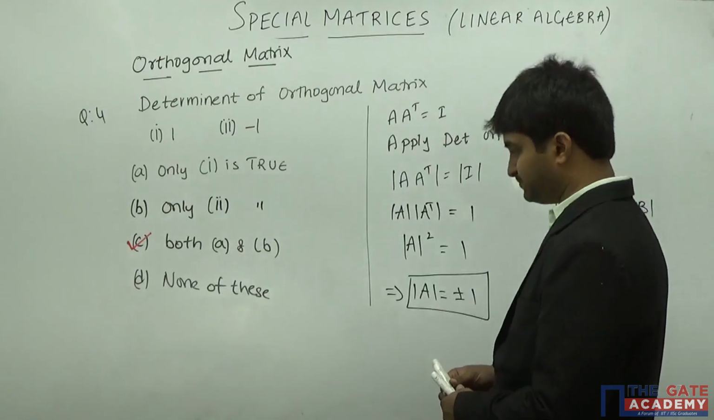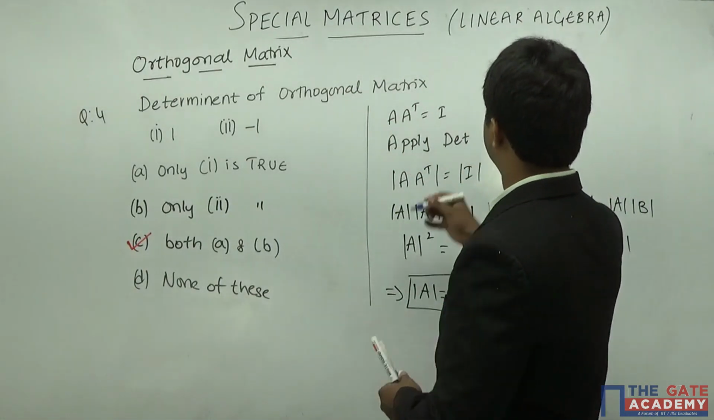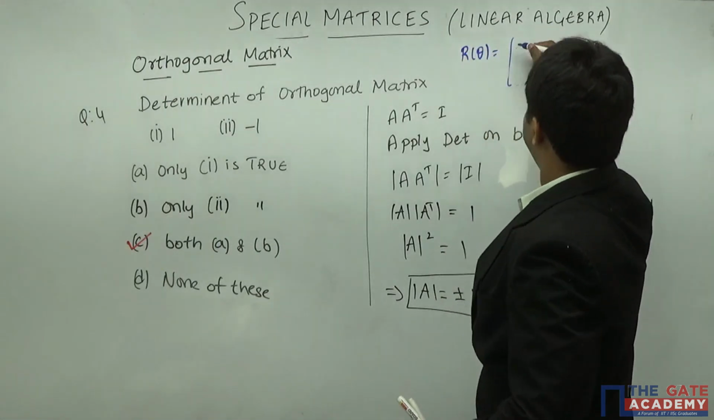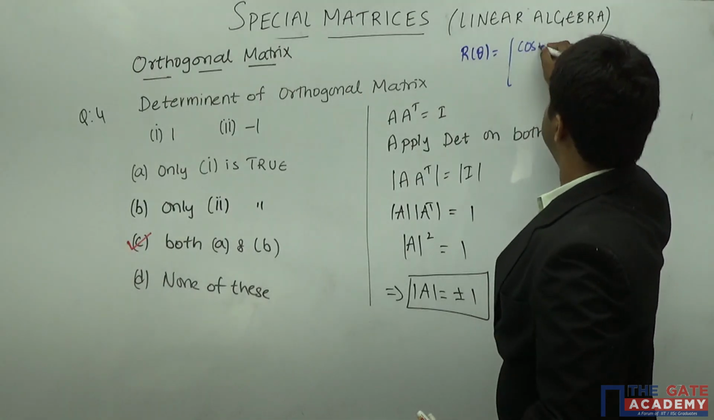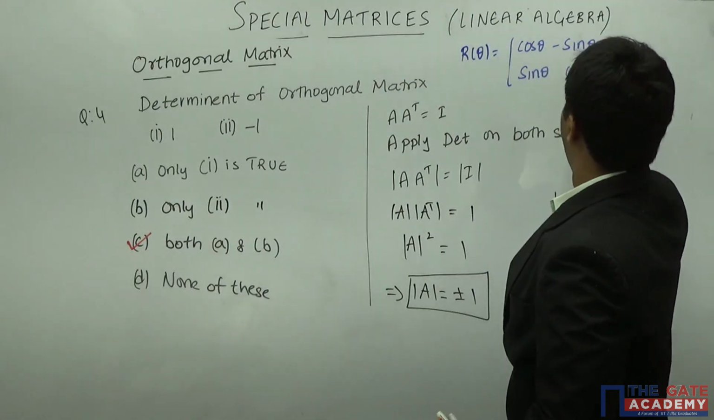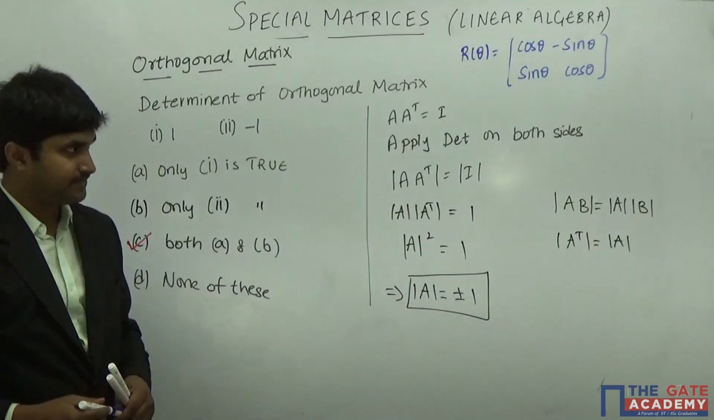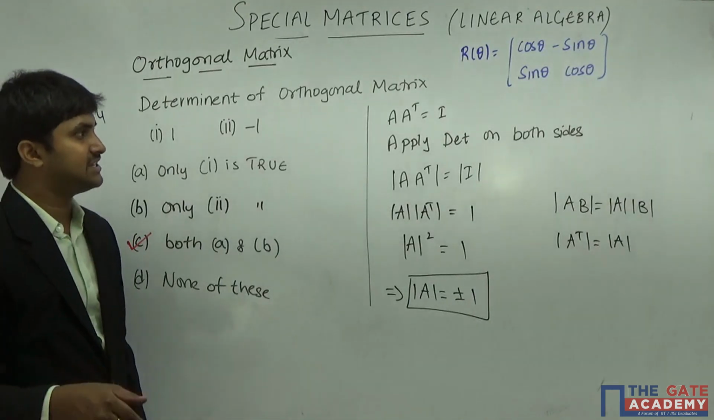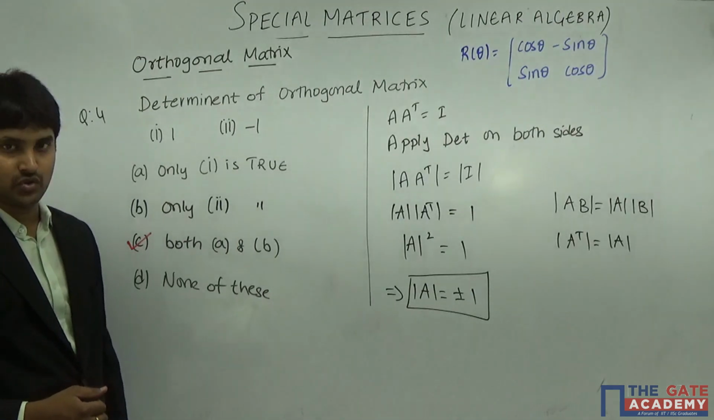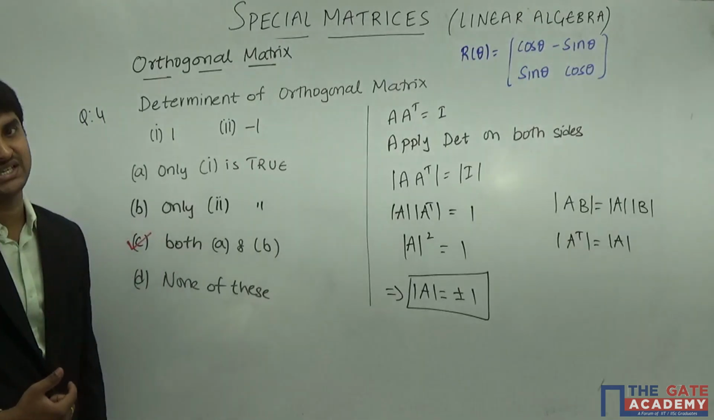So what is the example? For the rotational matrix example, the two-dimensional rotational matrix R of theta can be written as cos theta, minus sin theta, sin theta, cos theta. So this is an example of a rotational matrix. It will satisfy the condition of orthogonality, and even if you observe, the determinant is equal to 1 in this case.